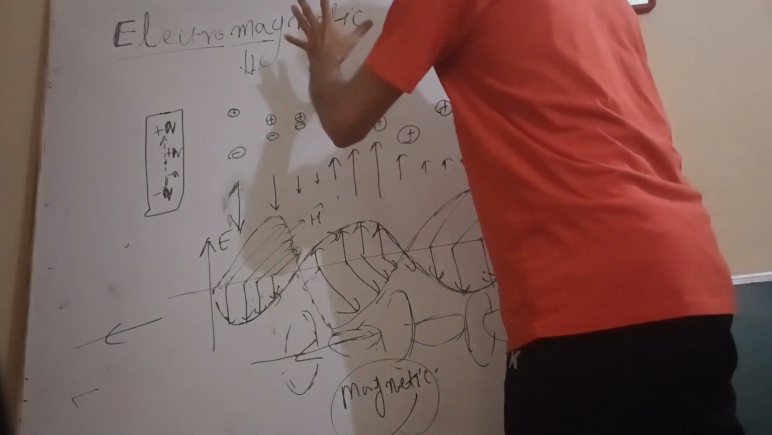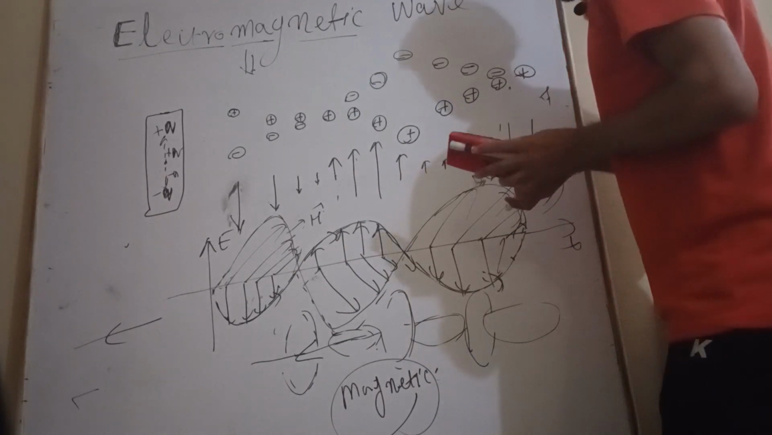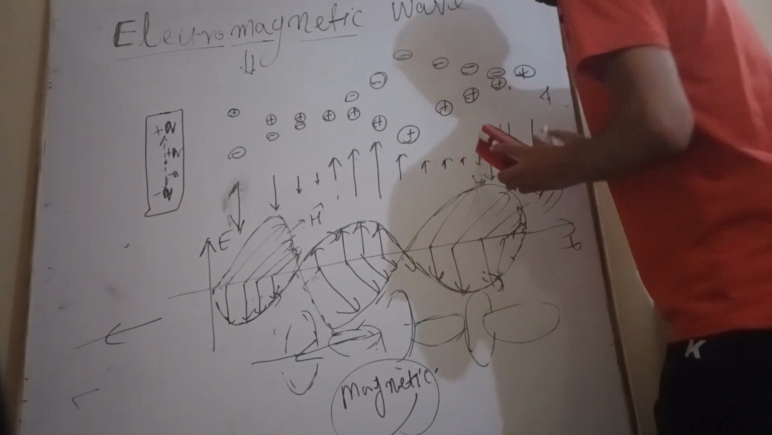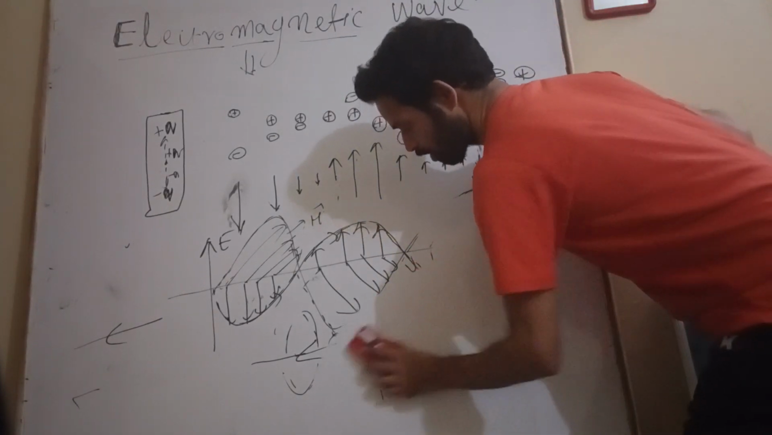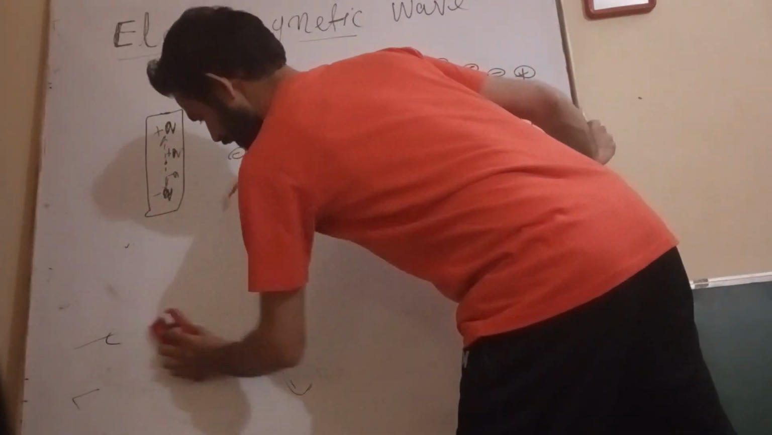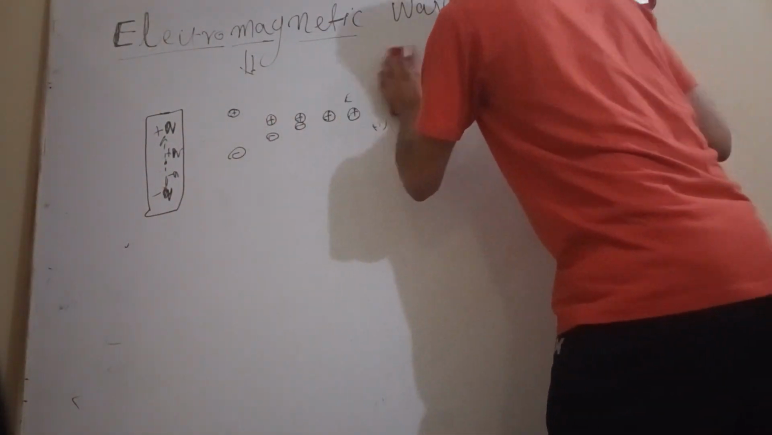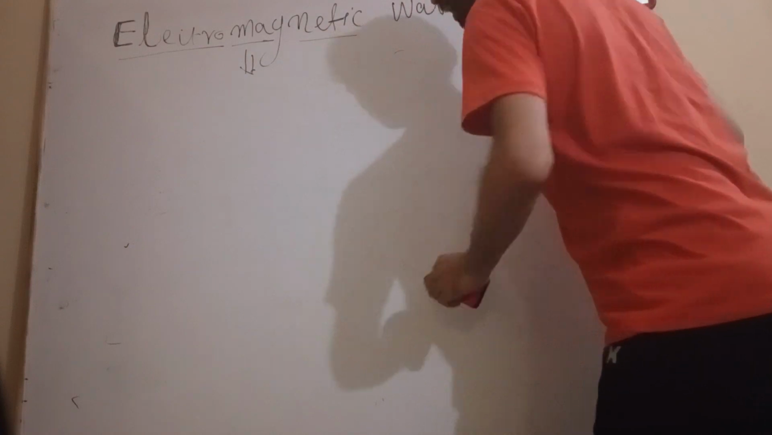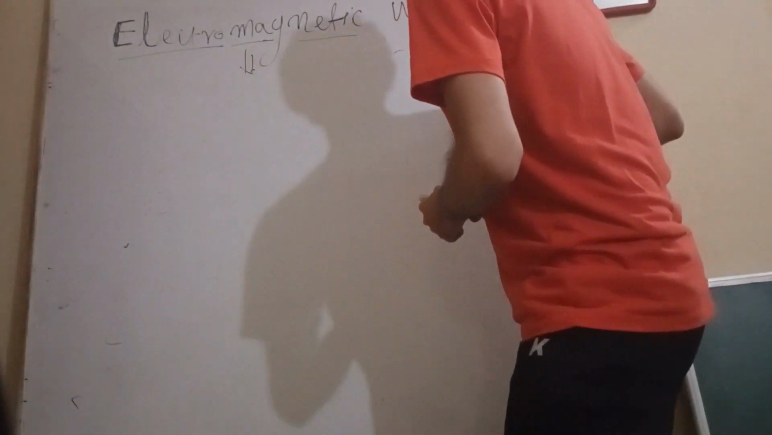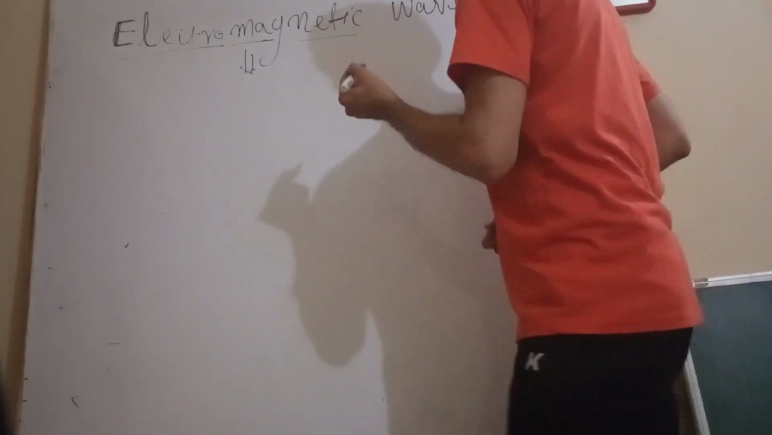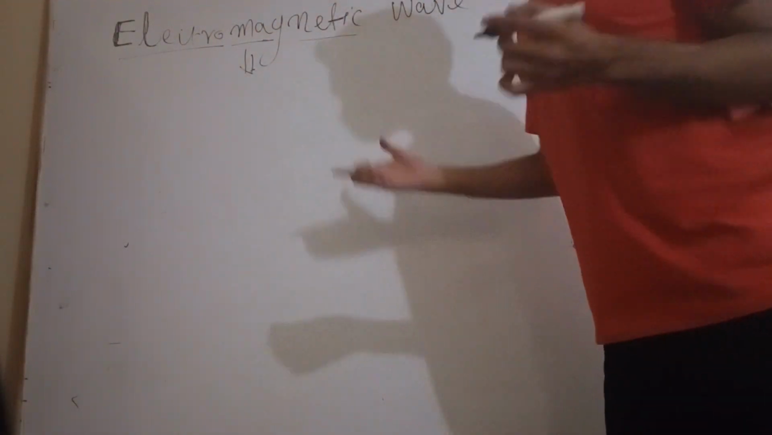What is the main source? It is nothing but oscillation of charge. So this is how we can generate that electromagnetic wave. If someone asks how light is actually an electromagnetic wave.